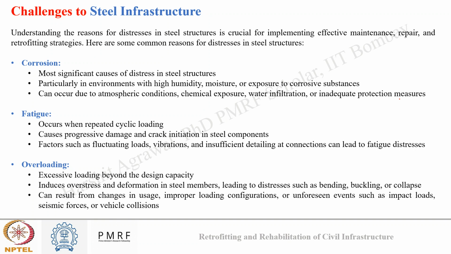Okay, so the first example is corrosion. So corrosion, as we know, is the most significant cause of distress in any steel structure, particularly in environments with high relative humidity, moisture, and exposure to corrosive substances. And corrosion can occur due to atmospheric condition, chemical exposure, water infiltration, or inadequate protective measures, which can cause a large degradation in a steel structure.